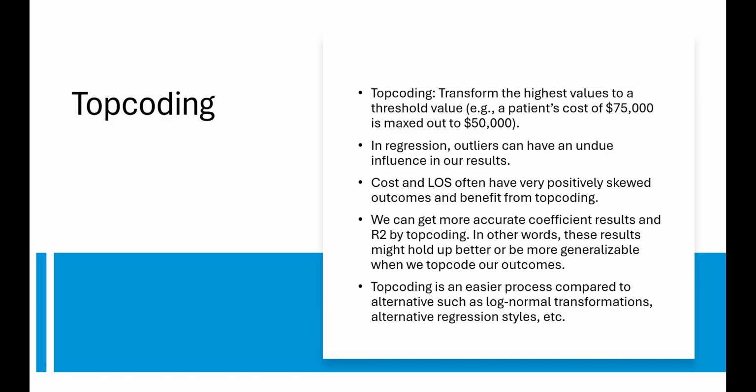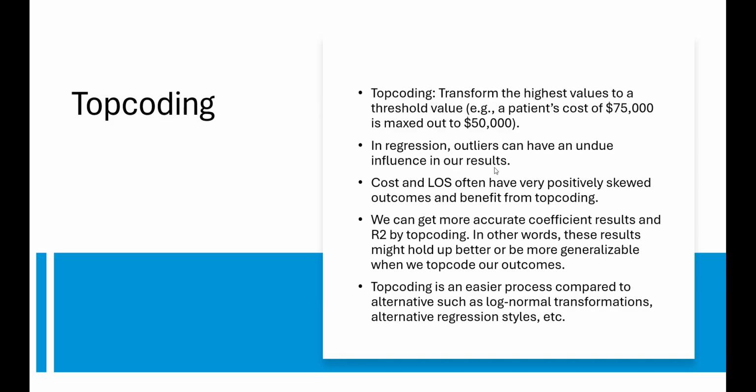And top coding, that's a practice that transforms the highest value to a threshold value. For example, we might have a patient cost of $75,000, but we've top coded at $50,000, meaning that $75,000 cost is now converted to a $50,000 cost.